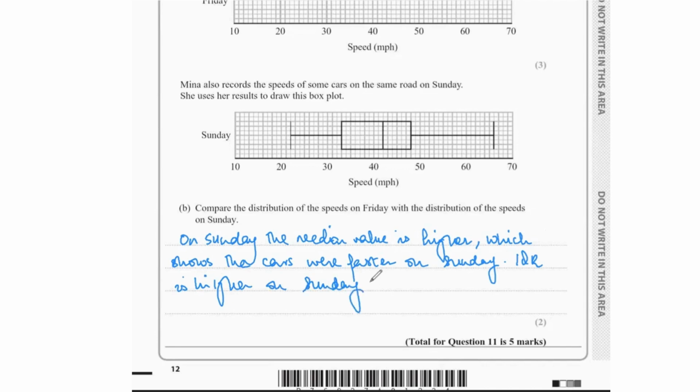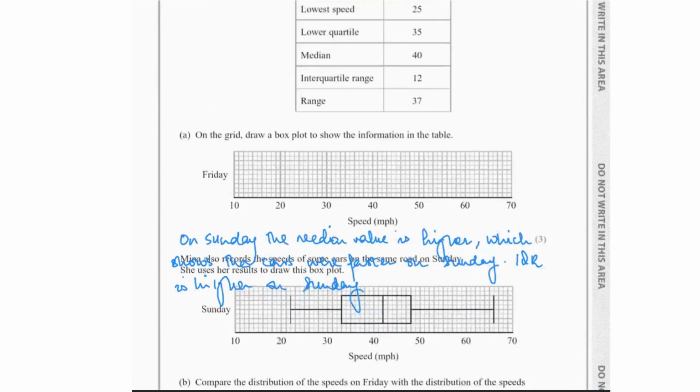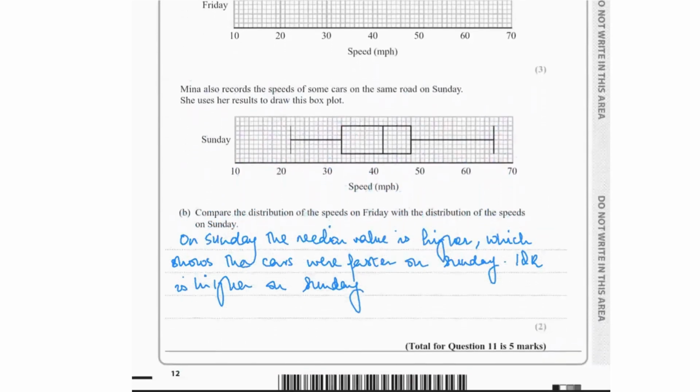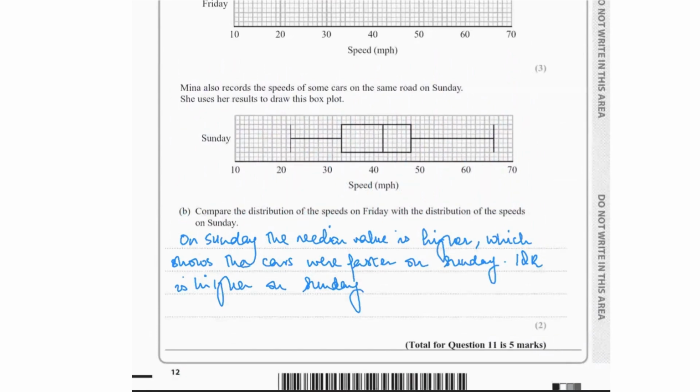Because for this, the interquartile range is 15, whereas in the previous case, interquartile range was 12. So which means the values are more spread out. You could also talk about the range. The range was also higher on Sunday. So since it's a 2-mark question, you can discuss two things. You can discuss the median and the interquartile range.